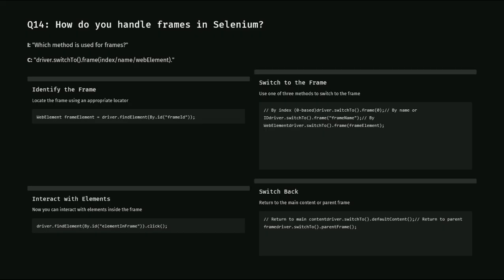Or which method is used for frames? Driver.switchTo().frame(WebElement) is actually used for handling frames. First of all, identify the frame or locate the frame using an appropriate locator. Then switch to the frame. Use one of the three methods to switch to the frame. Now you can interact with elements inside the frame and switch back to the main frame. These are the steps for handling frames in Selenium.